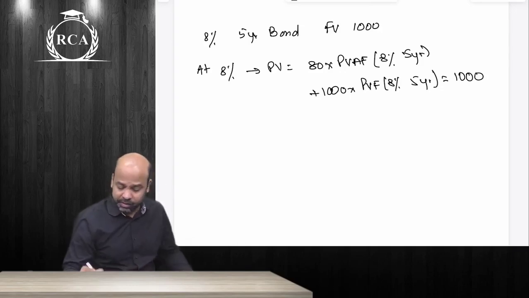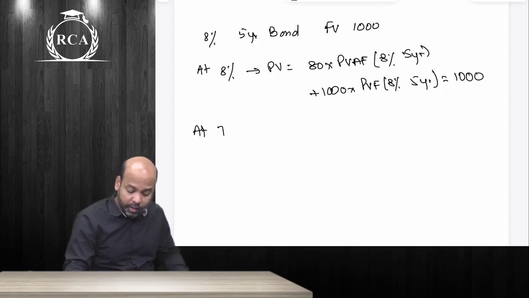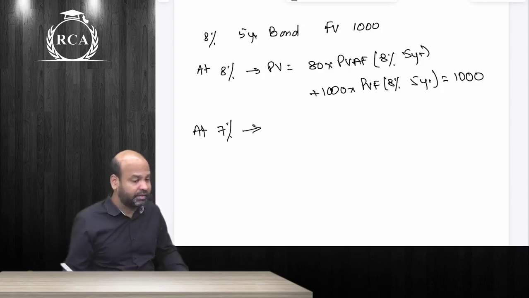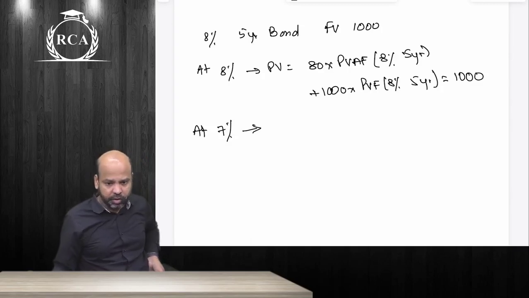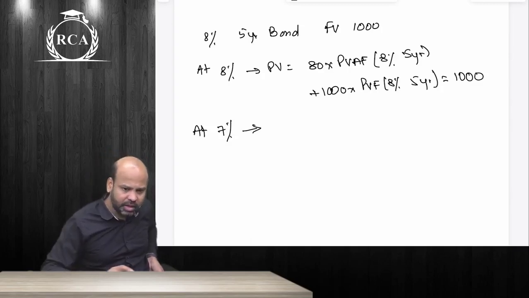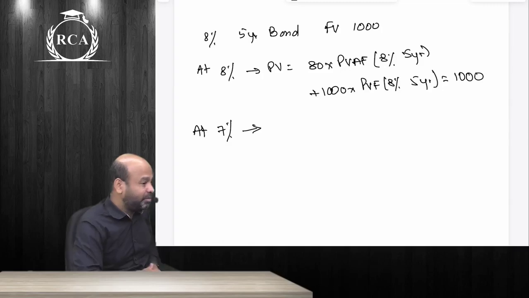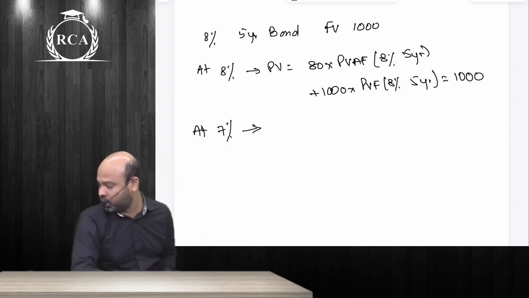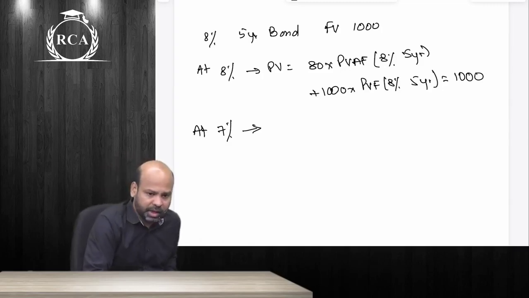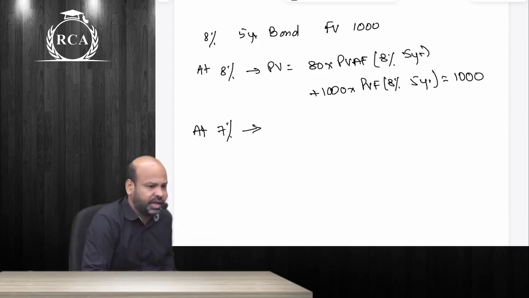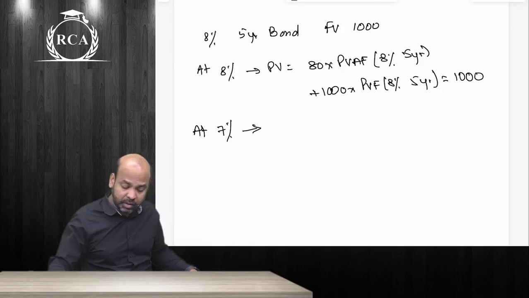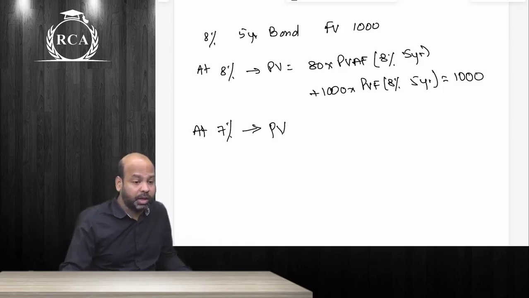That's the first thing. What if the required rate of return decreases to 7%? When you've invested in the bond, beta, the yield was 8%, and let us say immediately after you purchased the bond, there have been changes in the prevailing market interest rates, and that is why the yield has come down to 7%.